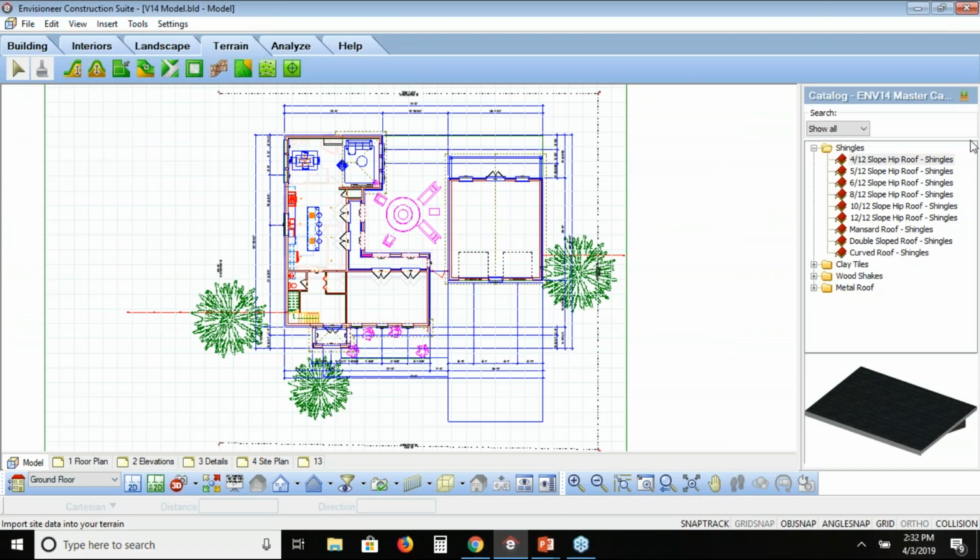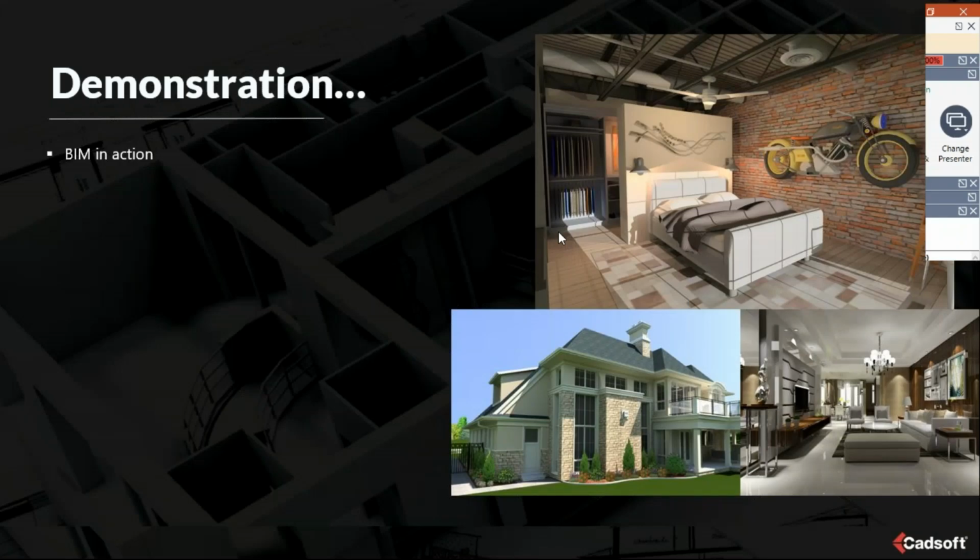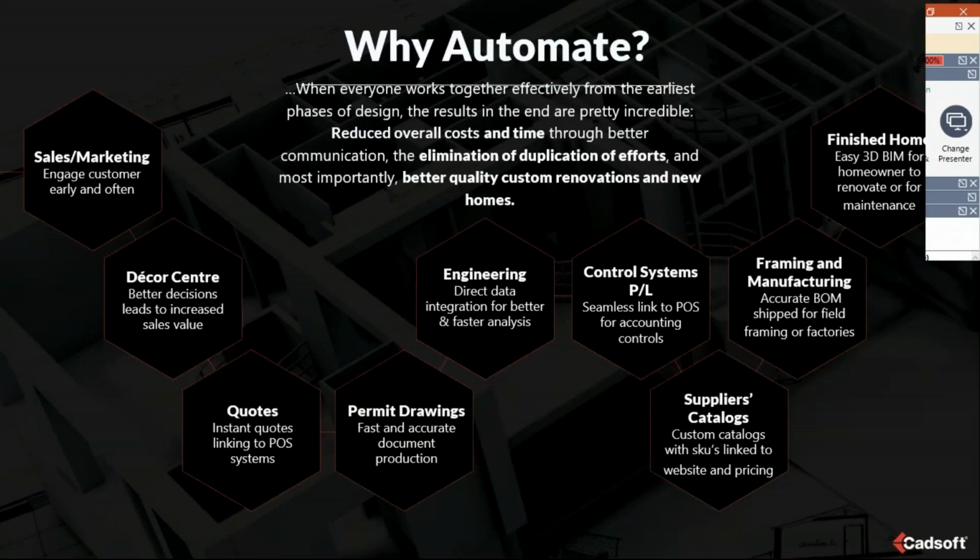I'm going to go back to my PowerPoint and just kind of recap the information that we covered. So why automate? Why use a BIM model in your design process? It's because when everybody tries to work together effectively from the earliest phases of design, when you're first putting down that concept design, the results are incredible. You reduce your overall cost and time through better communication, the elimination of duplication of efforts, and most importantly, better quality custom renovations in new homes because of all of the thought process you've put into the design.